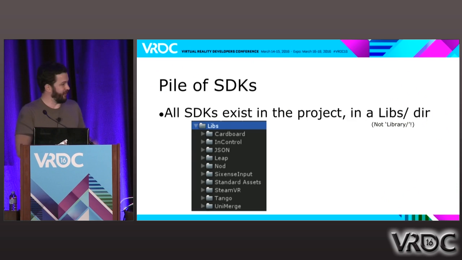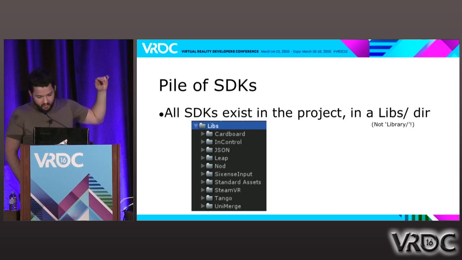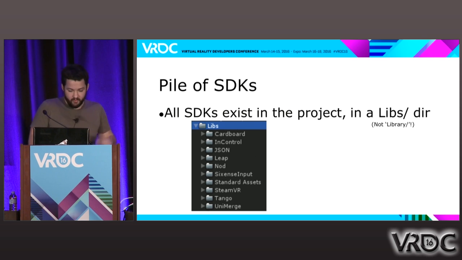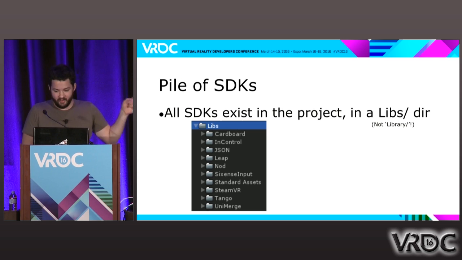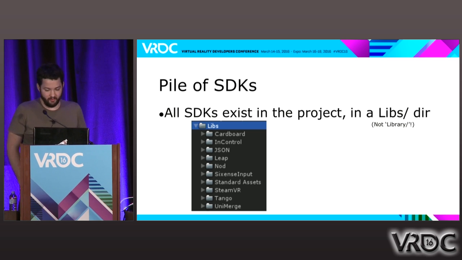First off, they all are in the project. That's the quick and dirty answer to it, is that there's just a folder there that has all the SDKs. So I have Cardboard, Gamepad, Leap, Nod, Hydra and Stem, Vive, and Tango, all sitting there in one project. Notice, don't call it Library, because you probably have a git rule set up that will ignore the Library folder, and it might also conflict with Unity's Library folder, so don't call it Library.